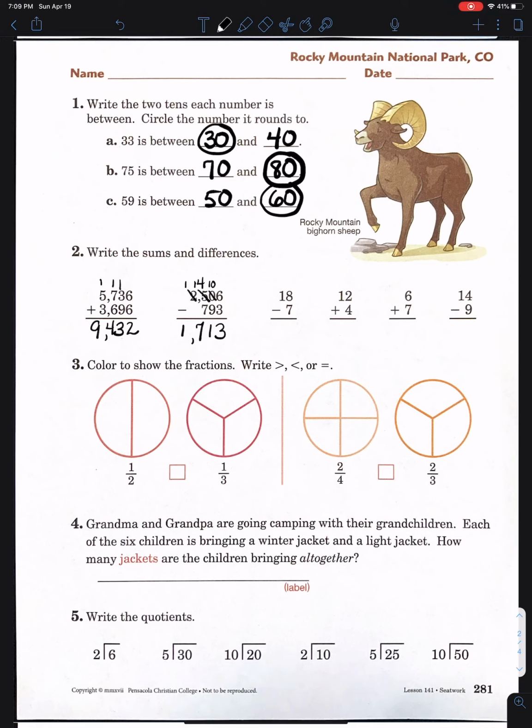Okay, what is 18 minus 7? Go ahead and figure that out and write down the answer. 18 minus 7 is 11.